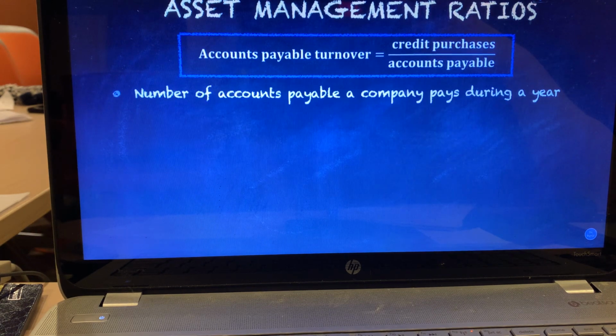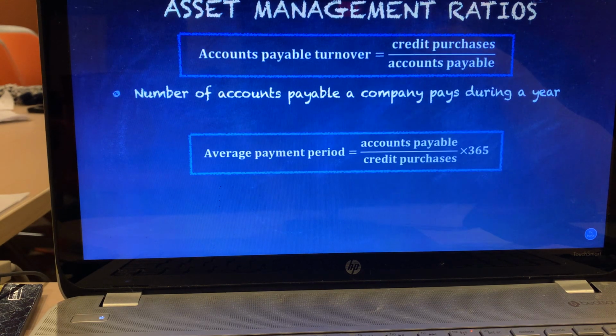Accounts payable turnover shows the number of accounts payable a company pays during a year. In other words, it shows how many times the company makes payment to the suppliers during a year. For accounts payable turnover, the higher the better. Higher accounts payable turnover helps the company build good credit with the suppliers. Another alternative is to convert the accounts payable turnover into average payment period.